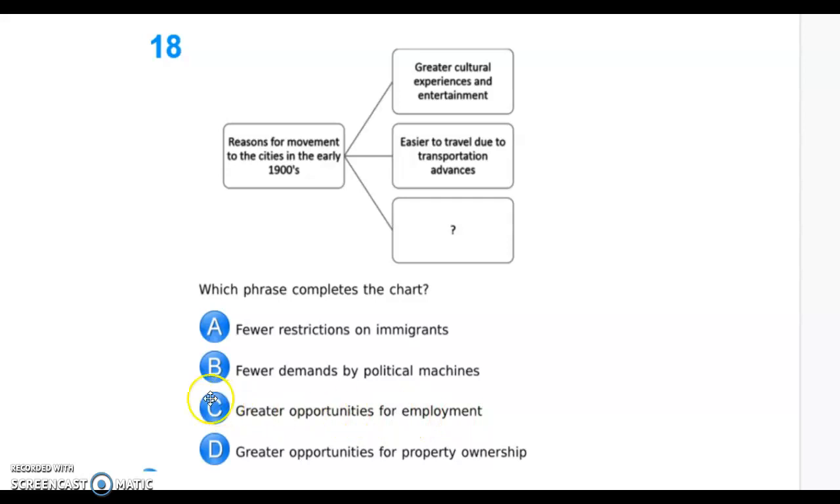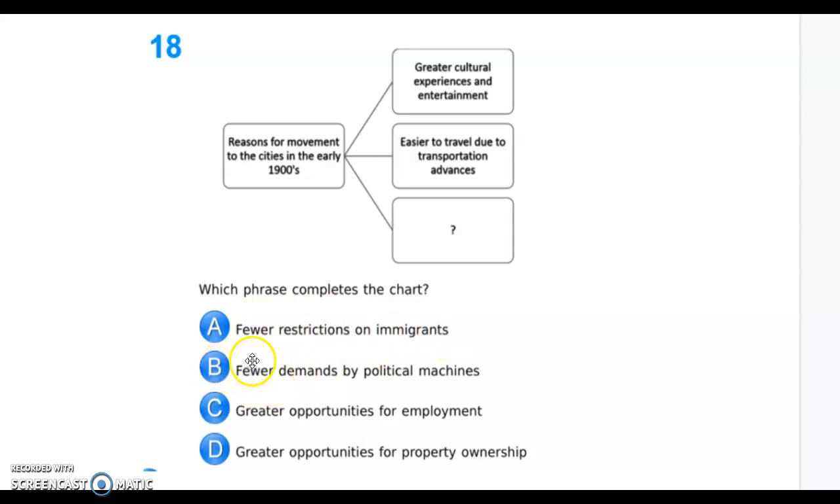The correct answer is C, greater opportunities for employment. So why do we have the influx of immigrants coming in? Why do we have the rural to urban movement? It is because people are going to cities for jobs. So you have a greater opportunity to find employment in the cities. So C is correct. A is incorrect because we have fewer restrictions on immigrants. Like I said, there's really only restrictions on the Chinese at this point, and we have an influx of immigrants coming in from Europe. So there's really no restrictions on immigrants here. Not until the 1920s do we start seeing restrictions on immigrants.